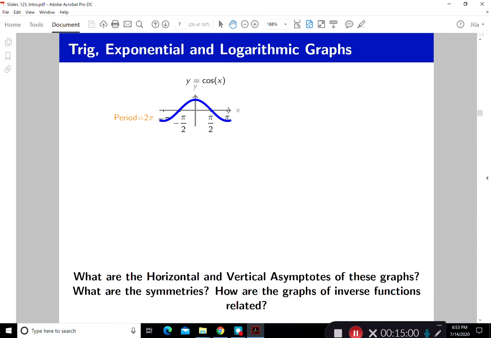Now let's talk about trig, exponential and logarithmic graphs. We start with the cosine and sine. The cosine function is illustrated in one period. That means it just goes on and on like the same wave. Basically, it repeats this entire thing. If you notice, cosine of x is 1 at x equal to 0, then it's 0 at pi over 2, and then it becomes -1 at pi.